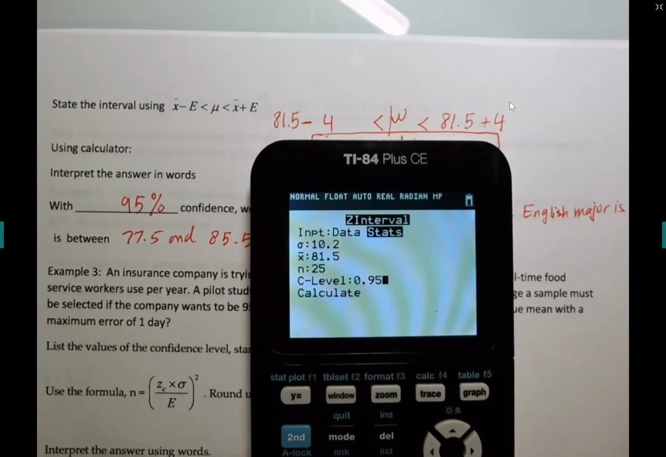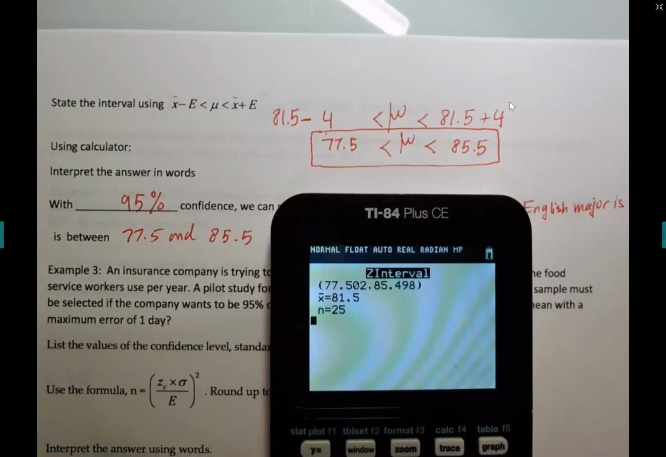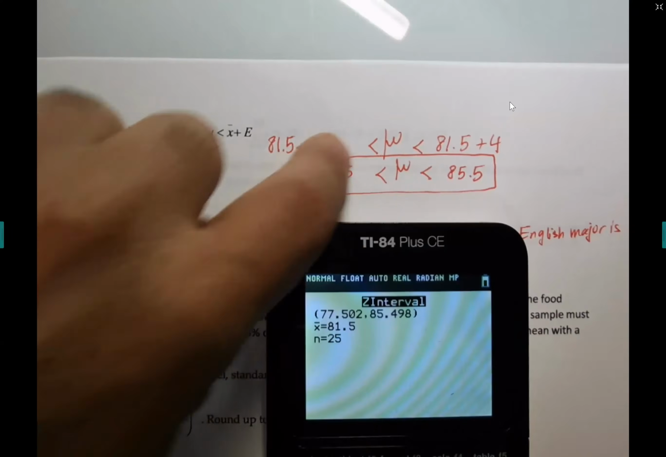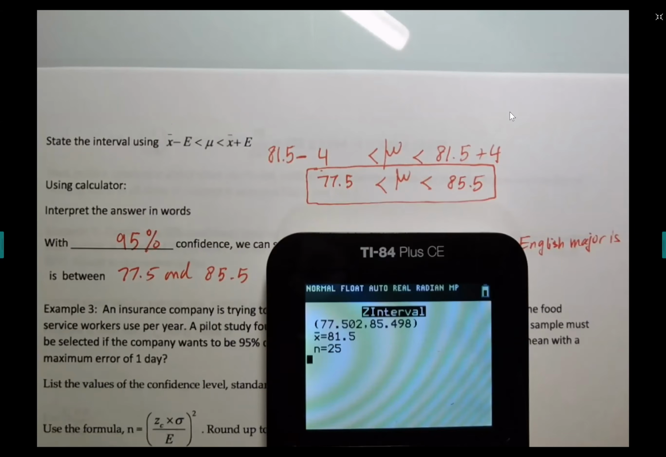And actually, guys, you're expecting the answer to be exactly what we have. Let's see. Ready? Hit calculate. And here's your interval. 77.5, 85. If you round it to one decimal place, 85.5. Watch, guys. Perfect match. Any questions?